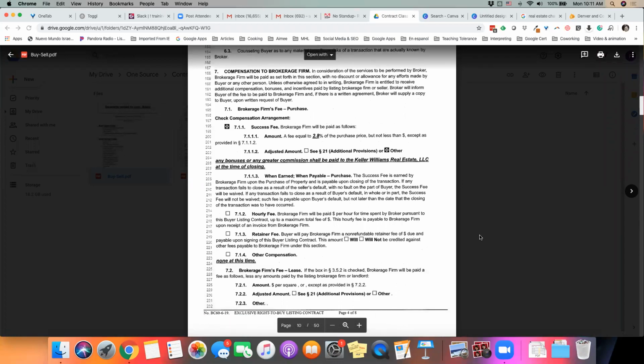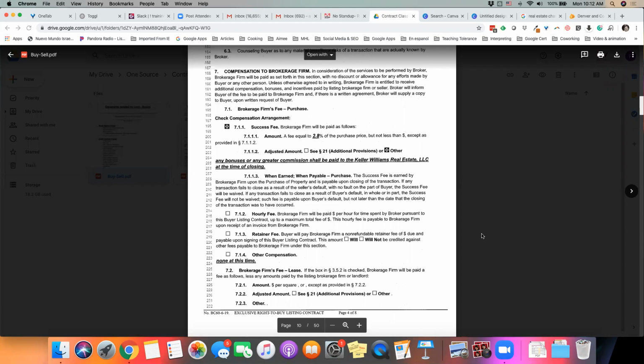7.1.1, success fee. 7.1.1.1 is where you put 2.8. 7.1.1.2, you want to check others and put this statement in here: Any bonuses or any greater commission shall be paid to Keller Williams Real Estate LLC at the time of closing. This allows you to get a higher percentage from a builder, like 3 or 4%, or get a bonus trip to wherever, that kind of thing. If you don't put this in here, legally you're not entitled to those extra dollars. So you want to be sure you always put this in there.